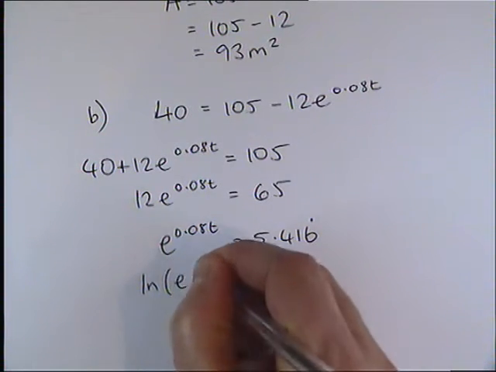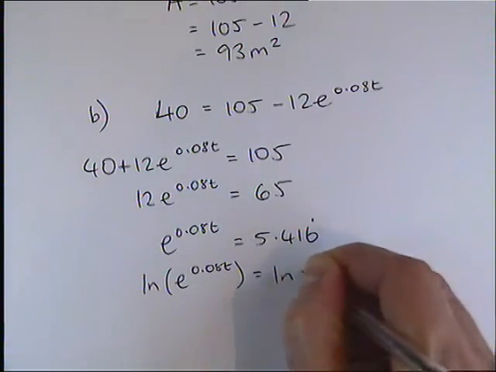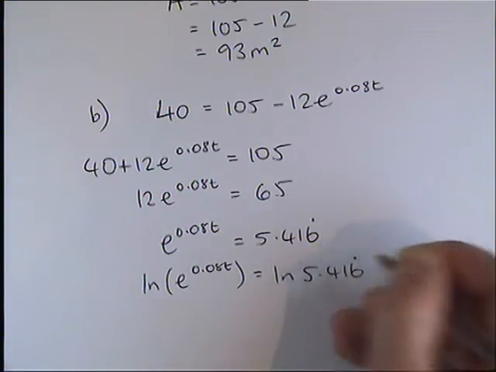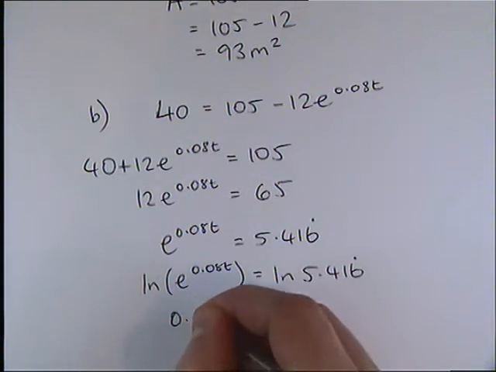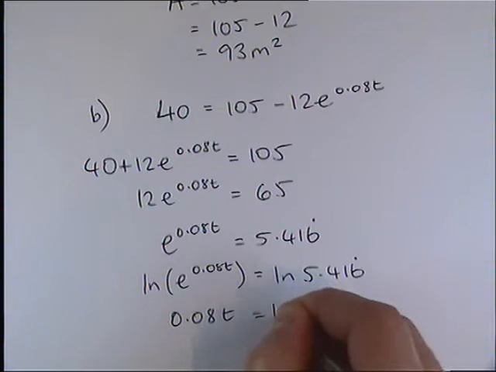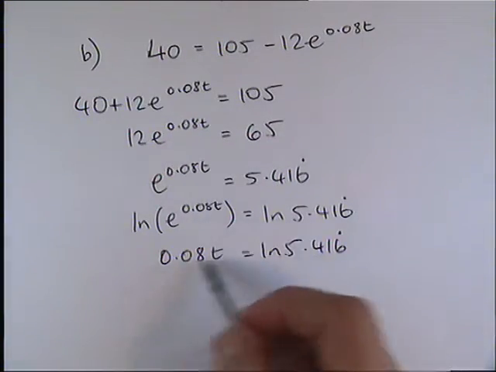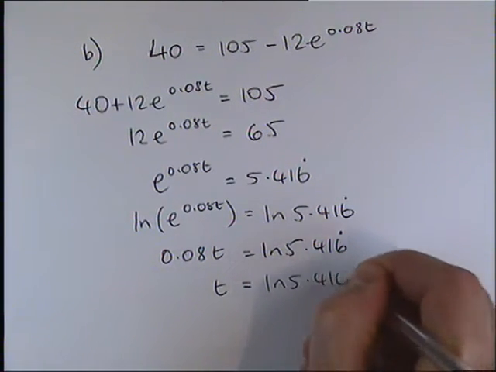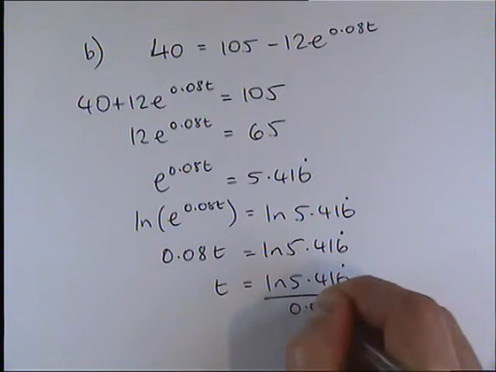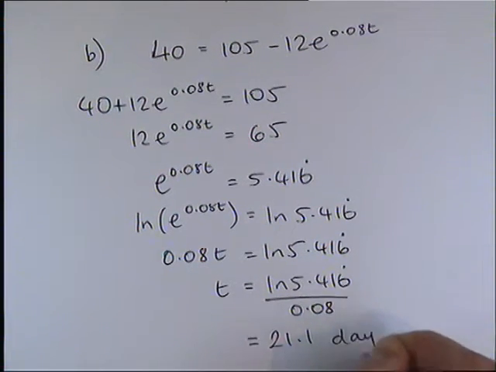I'm going to write it in, but in a minute you'll see that it goes. Natural log and e will sort of cancel each other out, and you just end up with the 0.08t. At this point, you can divide by the 0.08. And you should get 21.1 days.